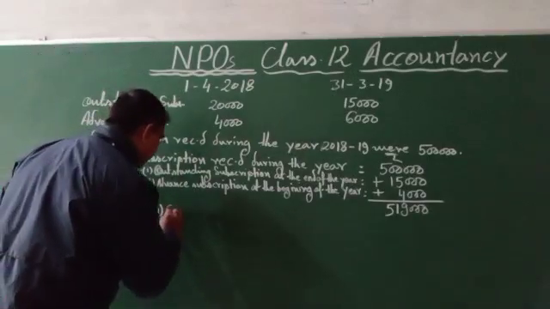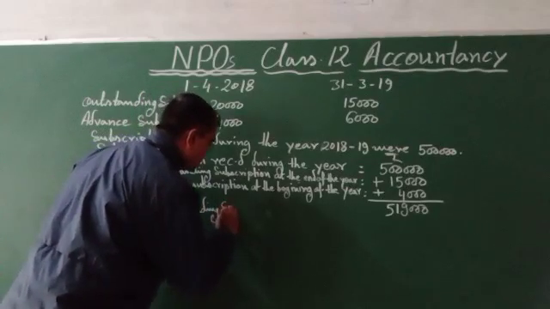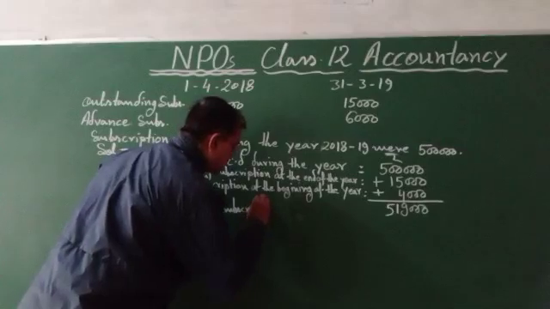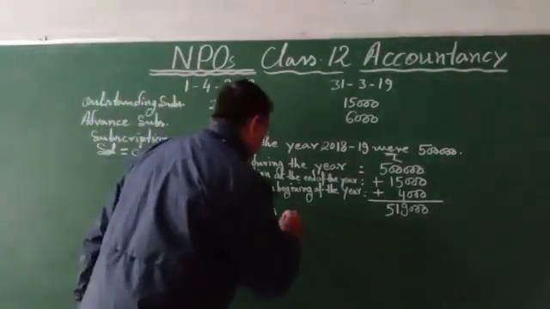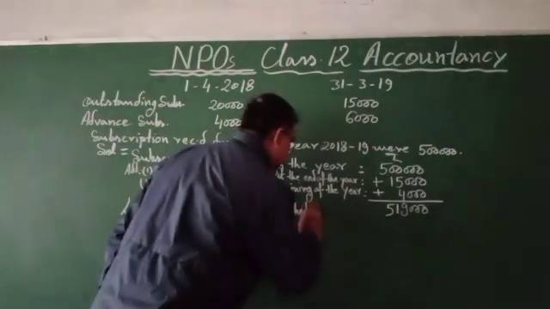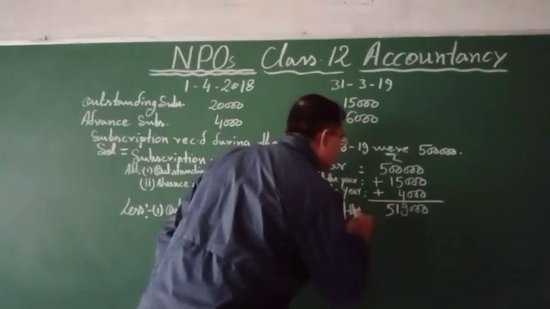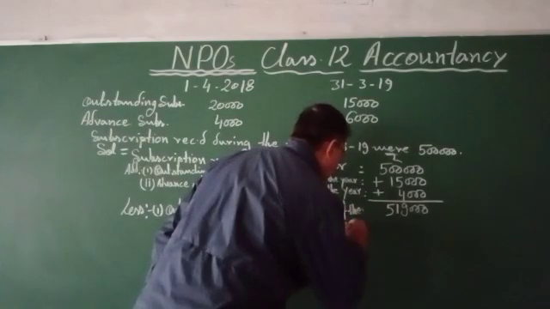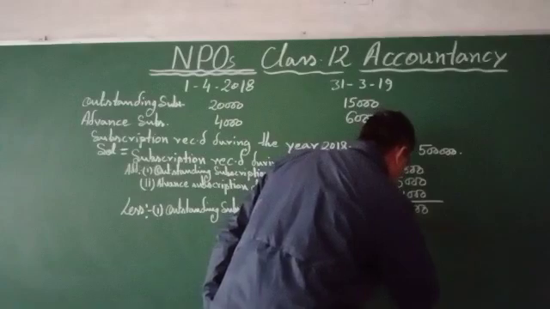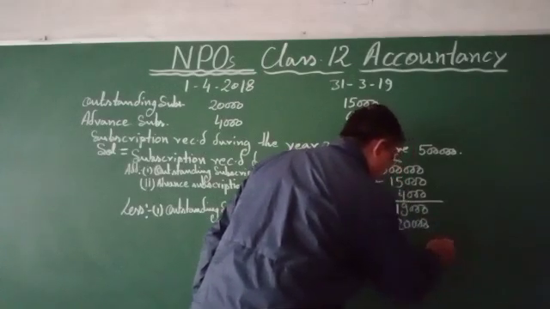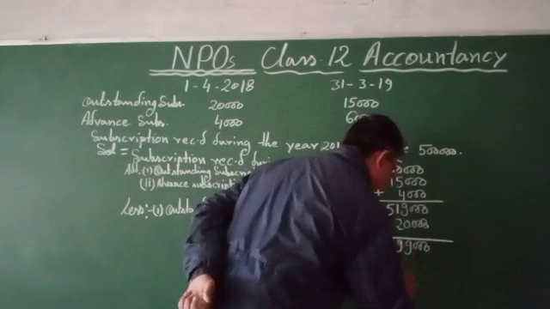So, outstanding subscription at the beginning of the year, that is given as 20,000, is deducted. 5,19,000 minus 20,000 gives 4,99,000.